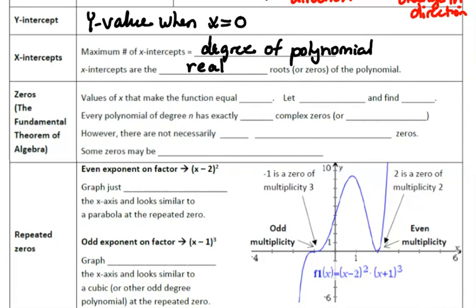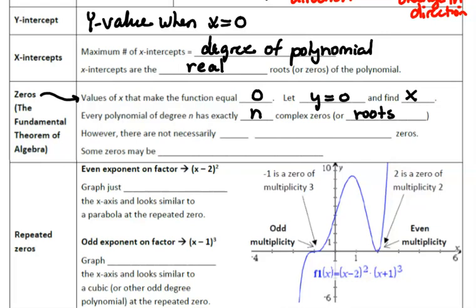The fundamental theorem of algebra says, well, we'll get to the actual theorem. Let's start with a little bit of background here. Values of x that make the function equal 0 are called zeros. That is what a zero is. It's a value of x that makes the function equal 0. In other words, let y equal 0 and find x. Every polynomial of degree n has exactly n complex zeros or roots. They're also called roots, so you might hear them called roots of the polynomial. That's another name for zeros of the polynomial.